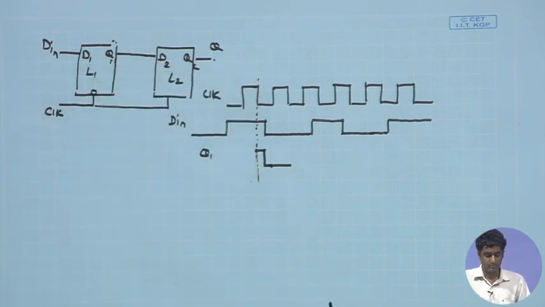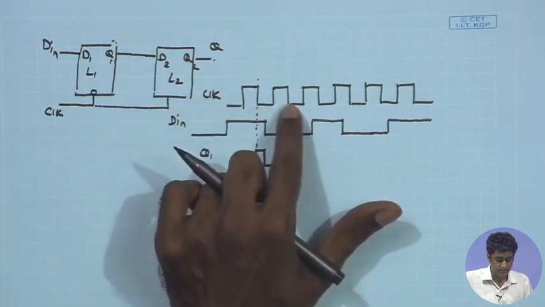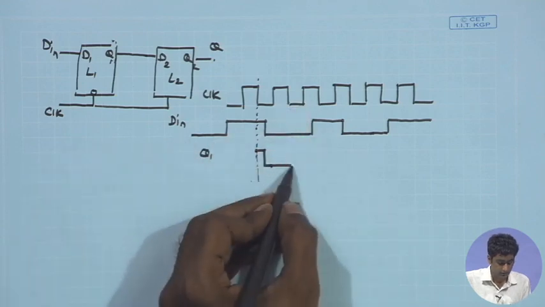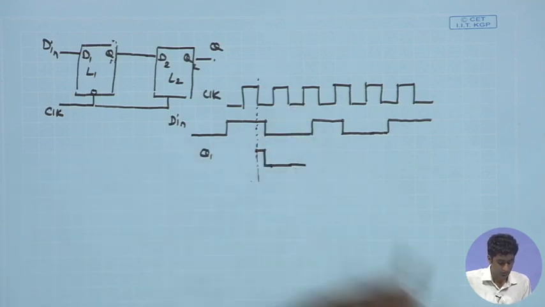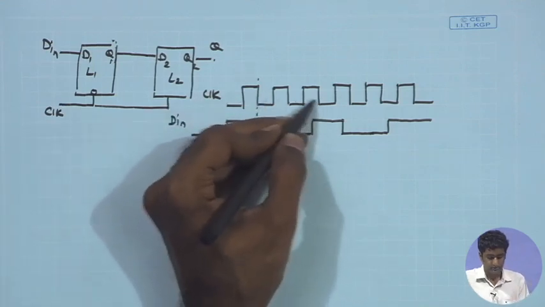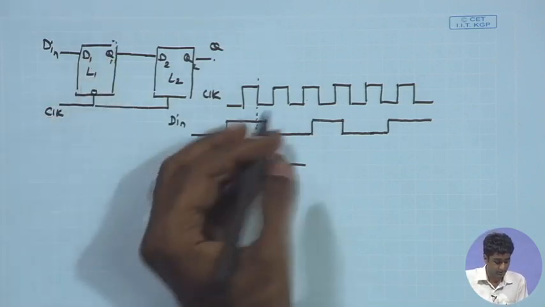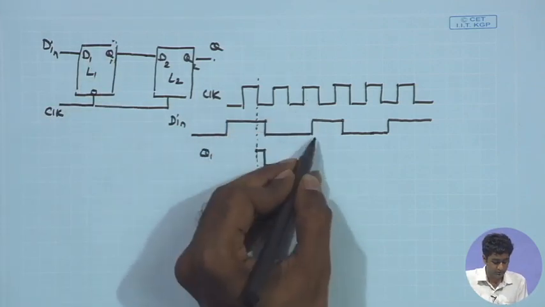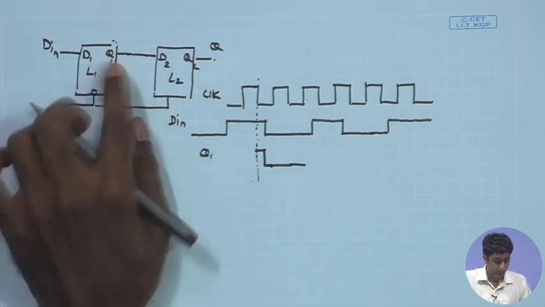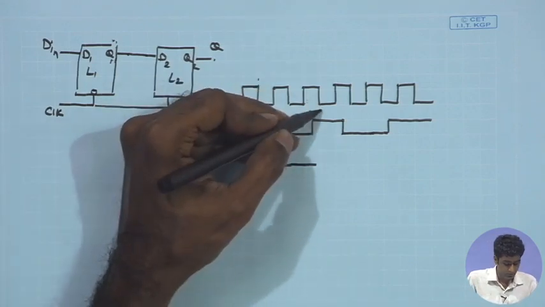This is the operation we discussed for Q1. Once again, for the next negative phase of the clock, when the clock is low, data is remaining 0, therefore, Q1 will also remain 0. Once again, during the positive phase of the clock, the L1 is not transparent, therefore, during the positive phase of the clock, whatever transition happens in D, the Q1 will be opaque to that. Therefore, during the positive phase of the clock, once again there is no transition.